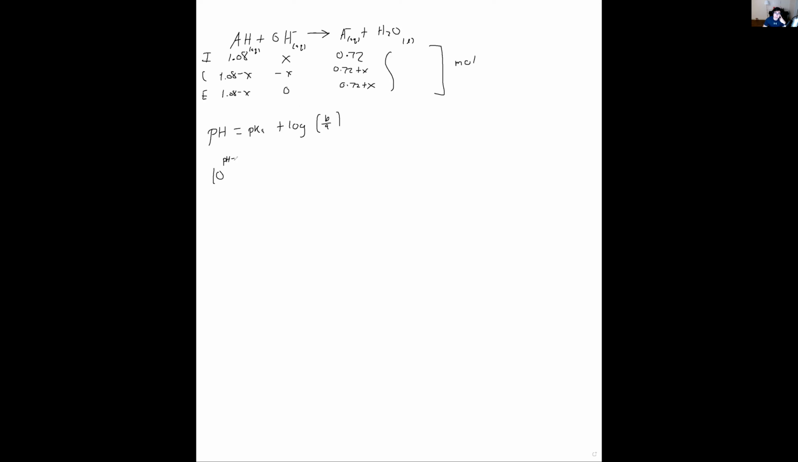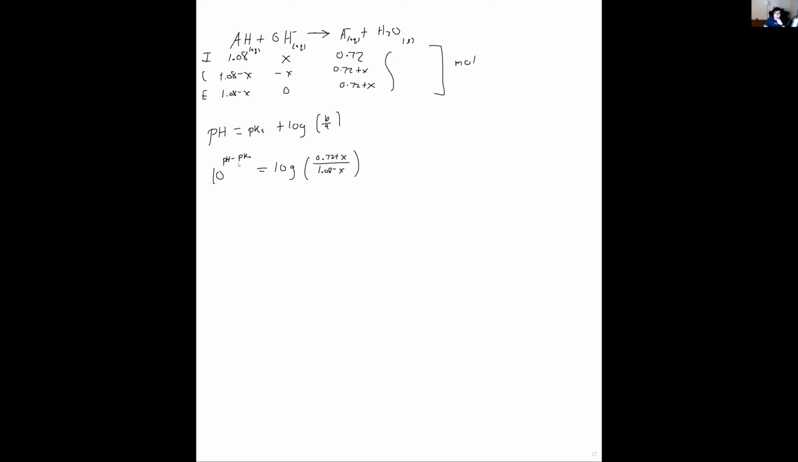So we have the pH that we want. We already have the pKa. It's just the pK of the acid of this buffer, the two conjugates. And then we have log, and this is 0.72 plus x over 0.08 minus x. You're allowed to work in moles here because it's in concentrations, but since they're mixed, the molarity is moles divided by volume. The volumes are the same, so they end up canceling. So you're allowed to work in moles here. And then you just solve for x.